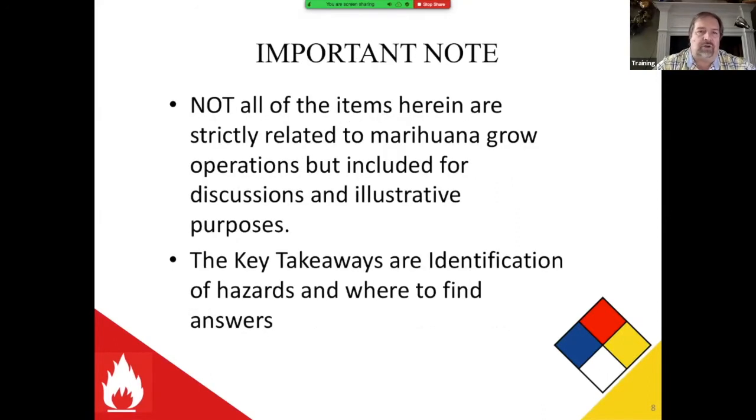An important note for today's class, again: not all the items herein are strictly related to marijuana grow operations. I have included those for discussion and illustrative purposes only. The key takeaways here are identification of hazards and where to find answers.